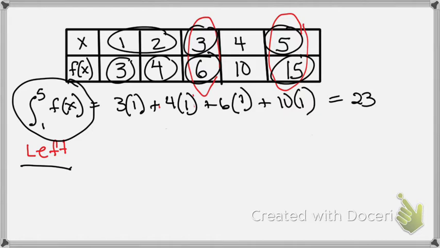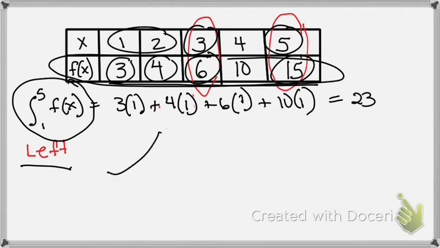To justify a left or right Riemann sum, it has to do with whether or not these numbers are increasing or decreasing. So quickly look at them. They're getting bigger, so quickly draw an uphill curve, increasing. It doesn't matter if it's concave up or concave down. You're going to get the same results for a left and right Riemann sum.